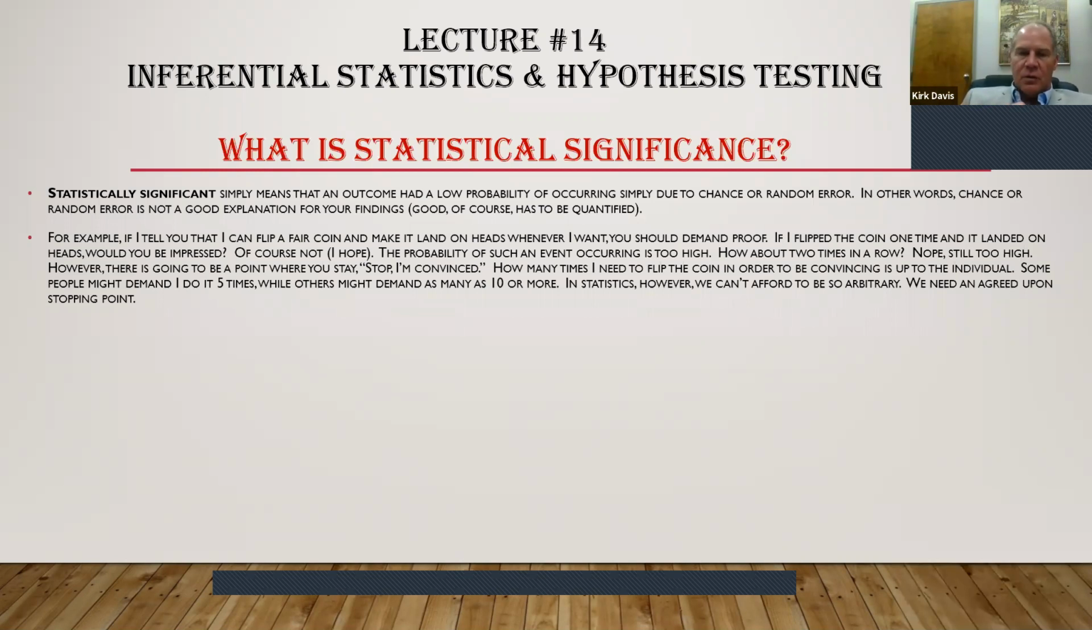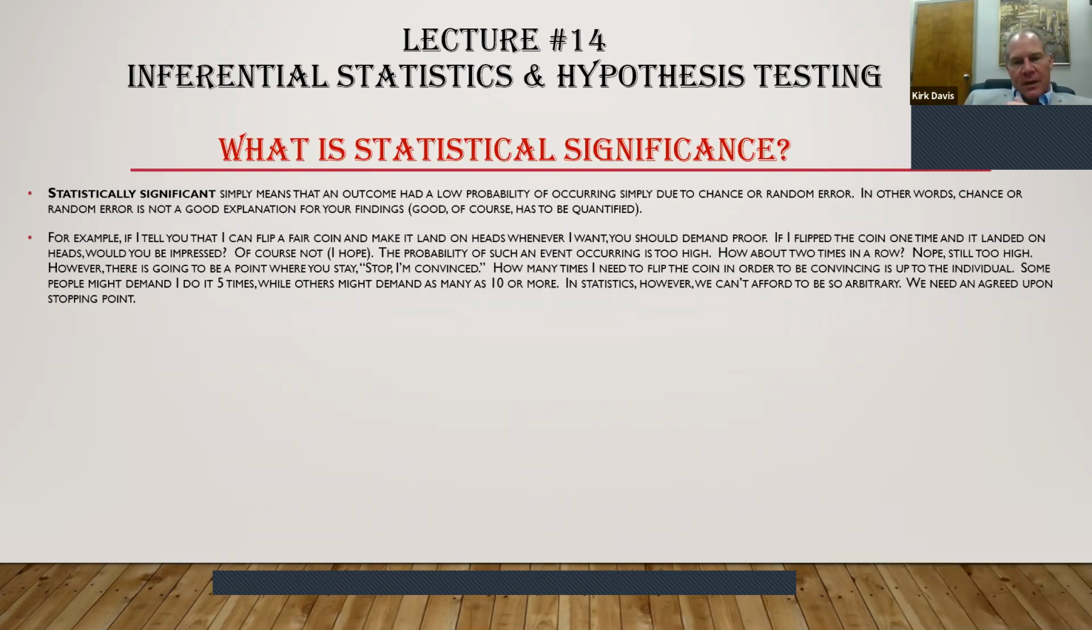Even if I have no coin flipping ability whatsoever, I could have called that correctly half the time. And so I think most people would agree chance, random error, is a very good explanation for me getting one head in a row. How about two in a row? 0.5 times 0.5. And so I flipped the coin twice, it lands on heads, and I predicted heads both times. Would you be impressed? And again, most people would not be.